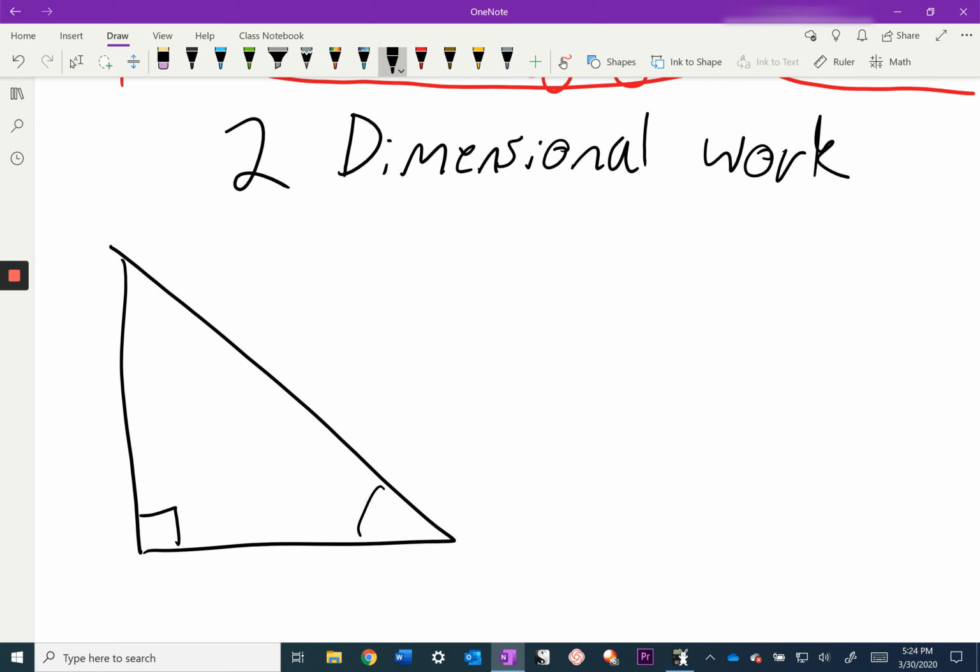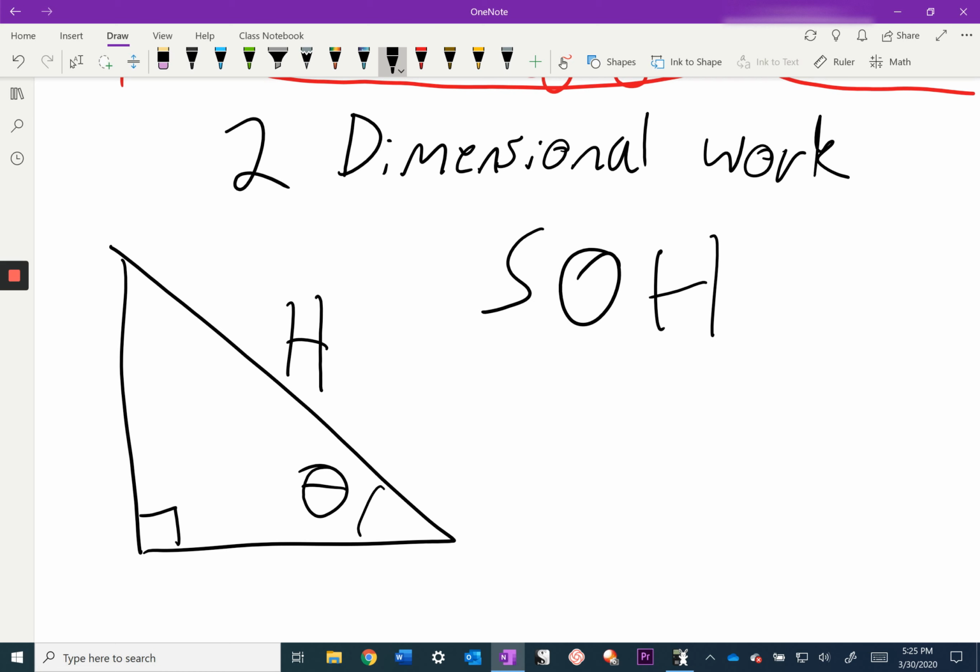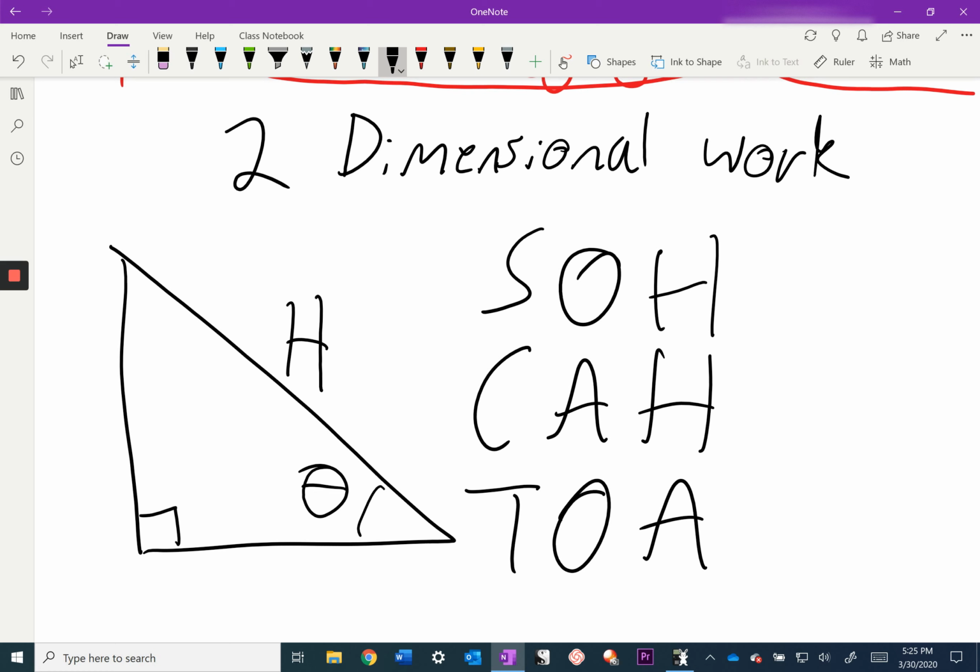Now, just to make sure we're on the same page, the long leg is going to be h for hypotenuse. And the angle here, we're going to use theta. Now, if you are a fan of the SOHCAHTOA method, the leg over here opposite theta is going to be your opposite leg, and the leg right next to theta is going to be your adjacent leg.